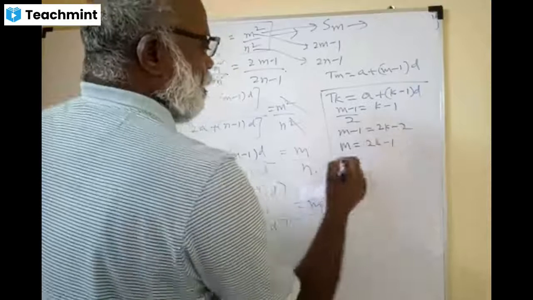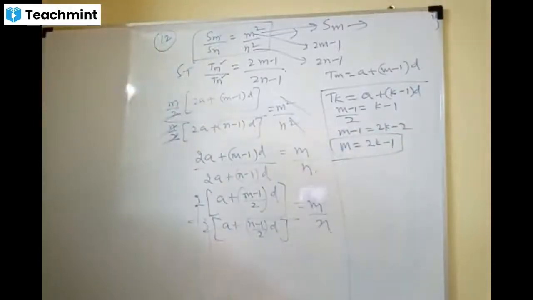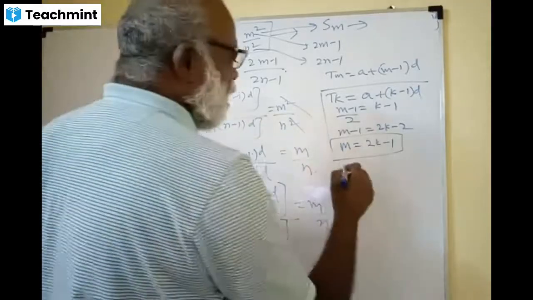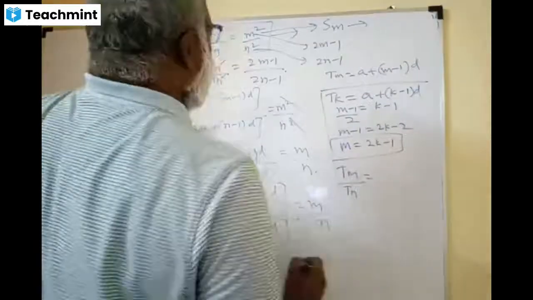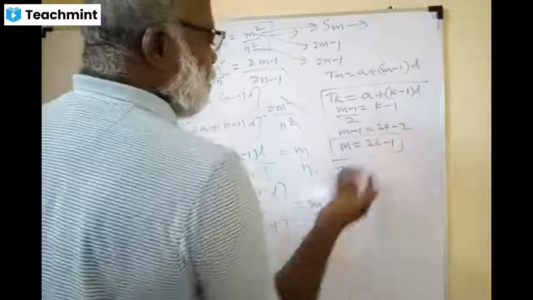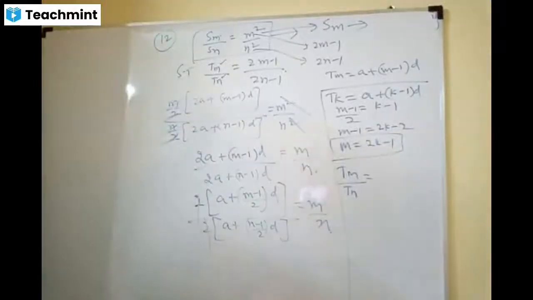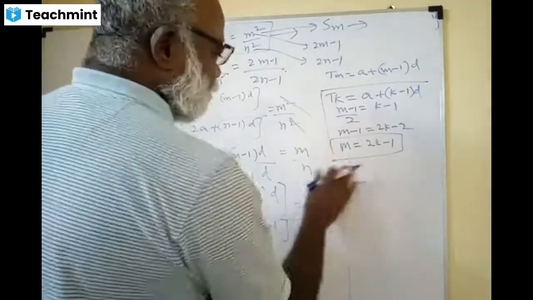Yes, sir. This m equals 2k minus 1, dears. m equals 2k minus 1. That's all. If I ask for Tm by Tn, it will be 2m minus 1, okay? So in place of m, if you put 2k minus 1, you get the required answer.